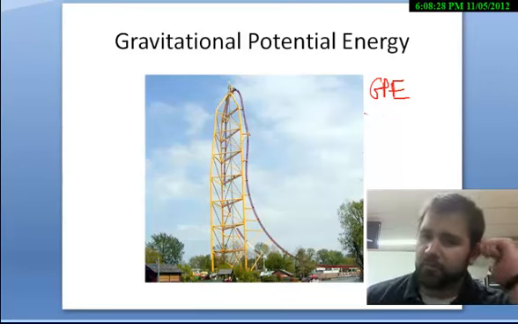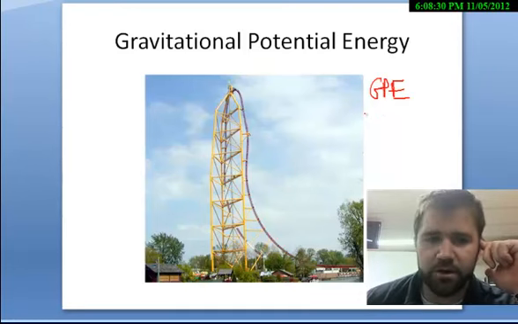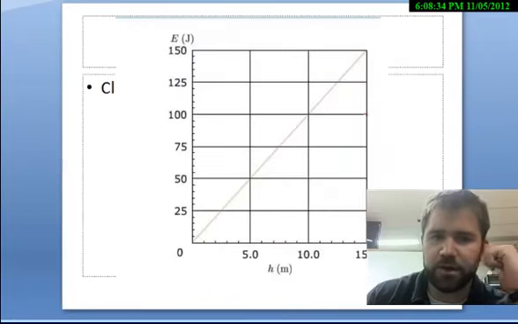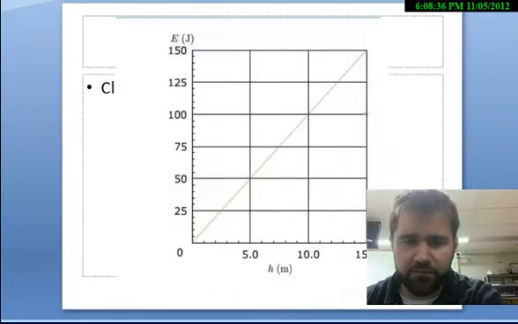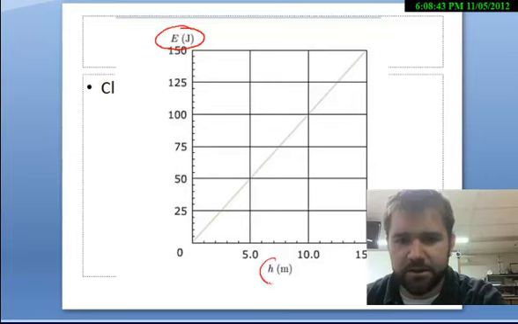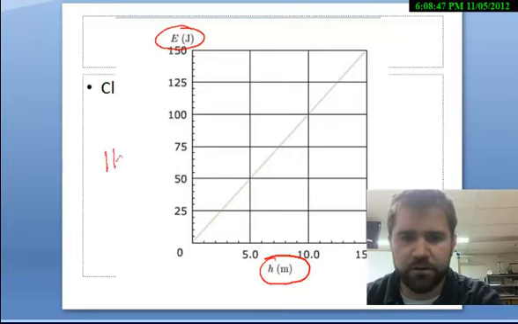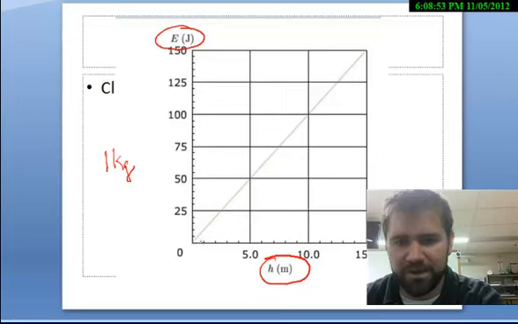Okay, let's look at how we can calculate how much gravitational potential energy an object has. To start with that, let's look at a graph. In this graph, we have energy in joules on the y-axis, and height in meters on the x-axis, and this is for a 1 kilogram object. So as this object goes up in height, its energy goes up.